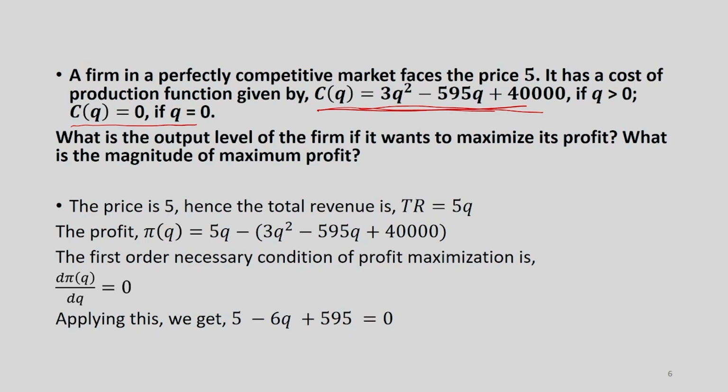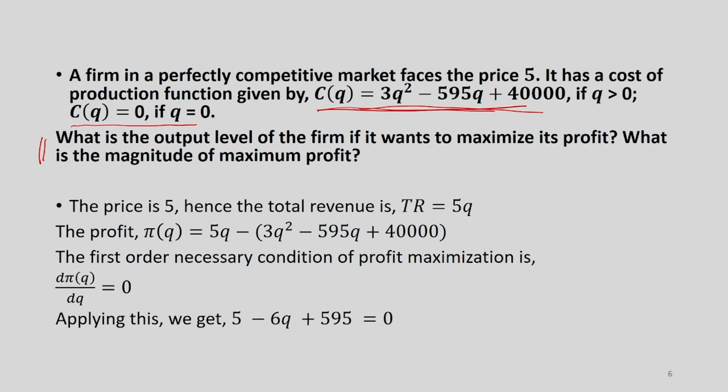Now the question is this: what is the output level of the firm if it wants to maximize its profit? What is the magnitude of maximum profit? So in that sense, as far as the questions are concerned, they are like they were in the previous problem. However, the form of the cost function is very different in this problem.